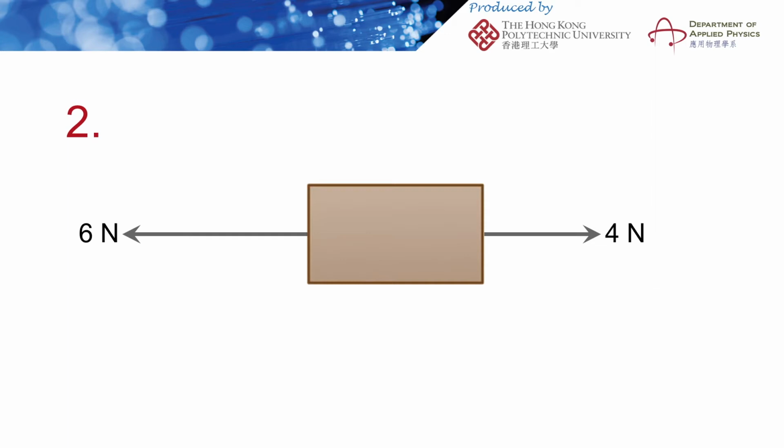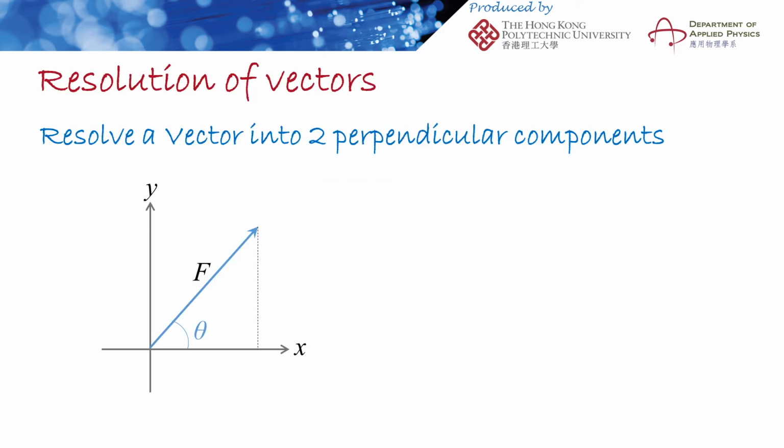In question 2, the arrowhead of the 6 N vector is pointing in left direction, so it is labeled as minus 6 N. The arrowhead of the remaining vector is pointing in right direction, so it is labeled as plus 4 N. The previous two diagrams showed how to label a vector in upward, downward, left, and right directions. Besides these four directions, a vector can point in a slant direction.